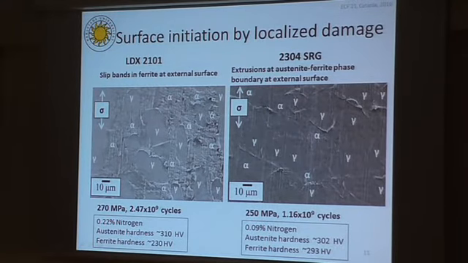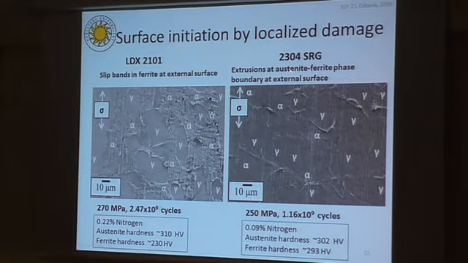For the LEX2101 grade, one could see that a higher amount of nitrogen strengthens the austenite phase compared to the ferrite phase. Therefore, the damage is mainly accumulated in the ferrite phase.